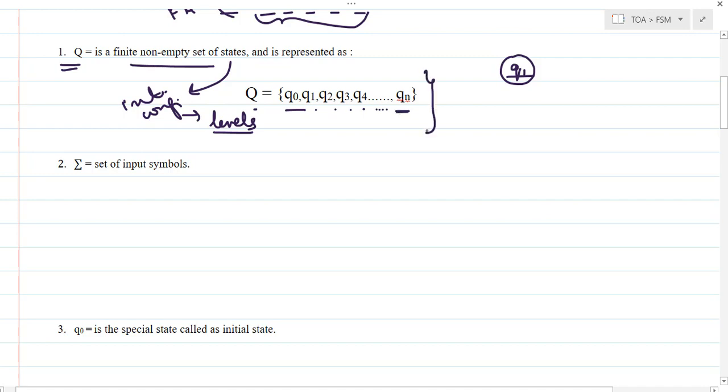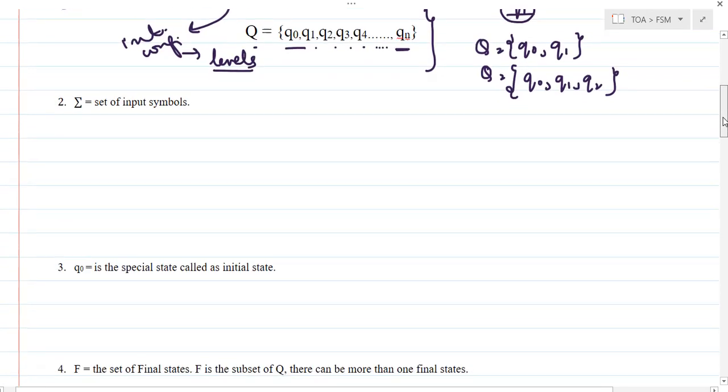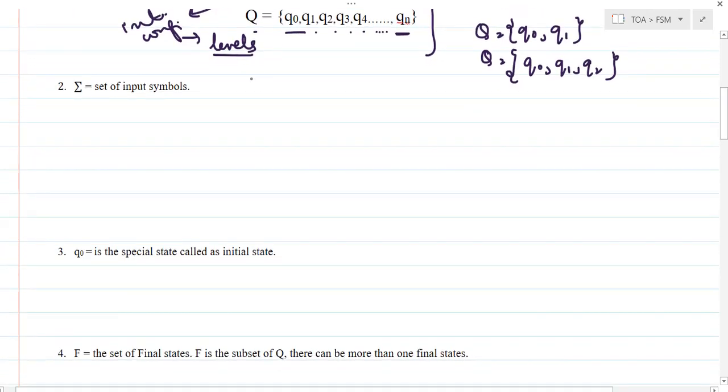The number of states depends upon the machine. For example, in a certain machine we can have Q equal to {Q0, Q1}, only 2 states to represent that machine. In another case we can have Q equal to {Q0, Q1, Q2}, 3 states to represent this particular machine. So this is all about states.